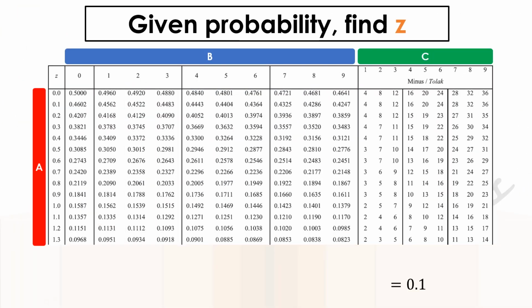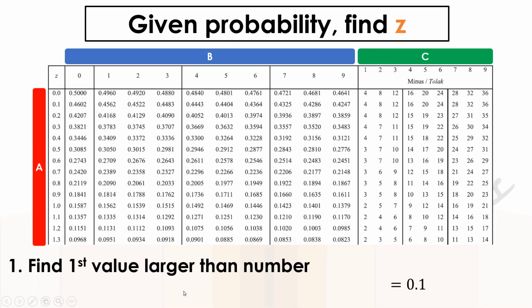So for the first case, our probability is 0.1, so to find the value of z, the first step is to find the first value which is larger than this number. So if you look at the numbers here, the first value would be this one. Okay, so we'll write the probability here. Then the second step is to find the differences, or minus. So if I minus, the value would be 3.